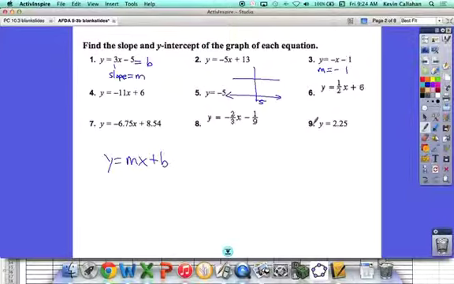Any vertical lines here? Why would you not get a vertical line? Yeah, a vertical line has to be x equals, and x equals cannot be slope-intercept form, right? So in something that's about slope-intercept form, you're never going to see a vertical line.